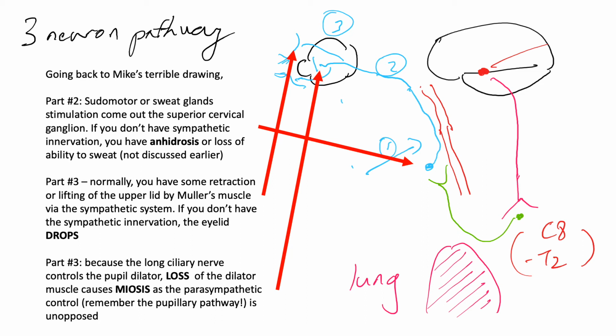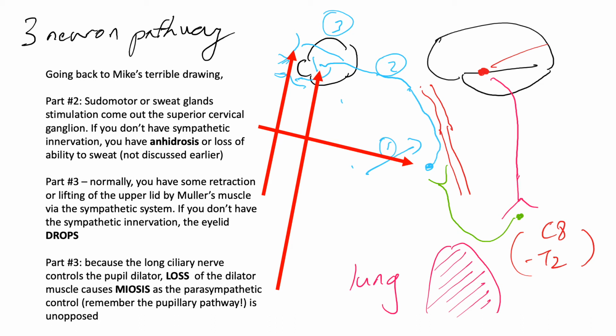Why do we have ptosis? So normally you have some retraction or lifting of the upper lid via Mueller's muscle through the sympathetic system. So if you take the sympathetic system away, you do not have enough innervation to Mueller's muscle, which causes it to drop. And that's why you get a ptosis or a droopy eyelid.